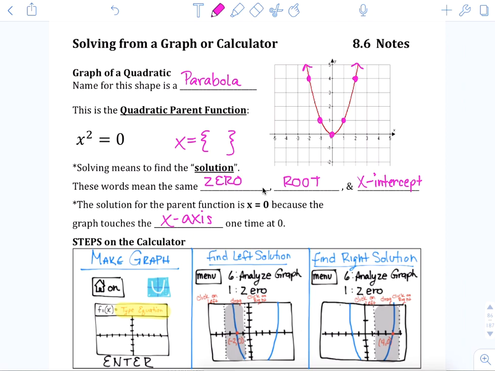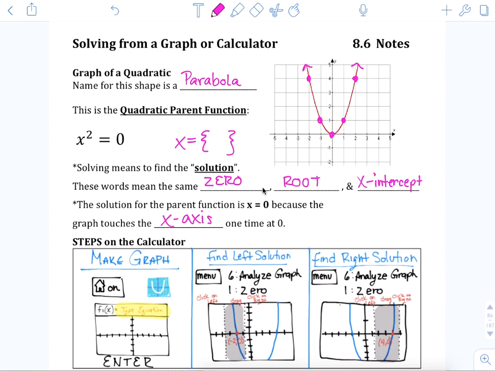Okay, so a couple things I want to talk about. First is, what is this shape called? Because now when we graph things, it's not going to be a straight line. It's not going to be linear. These shapes are called parabolas. In other words, they are shaped like a U. They are created by squaring the x values.